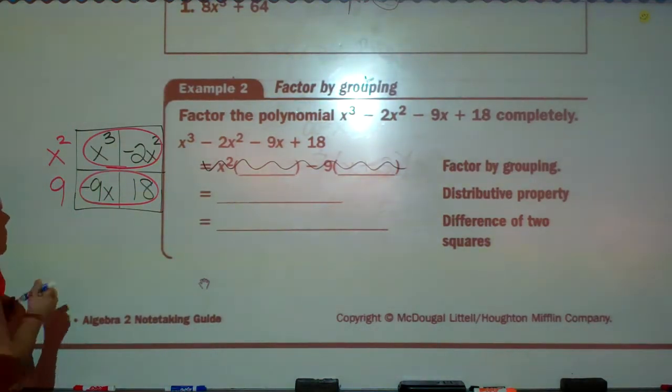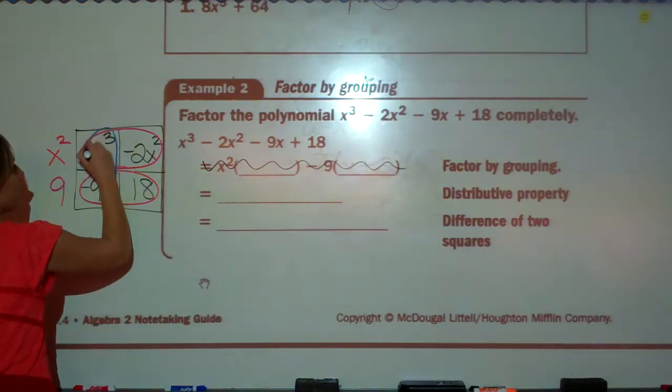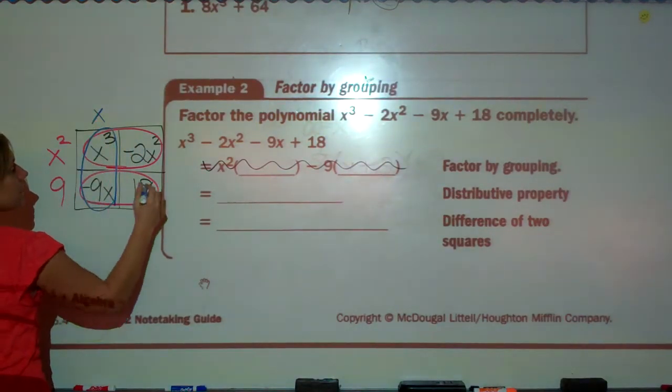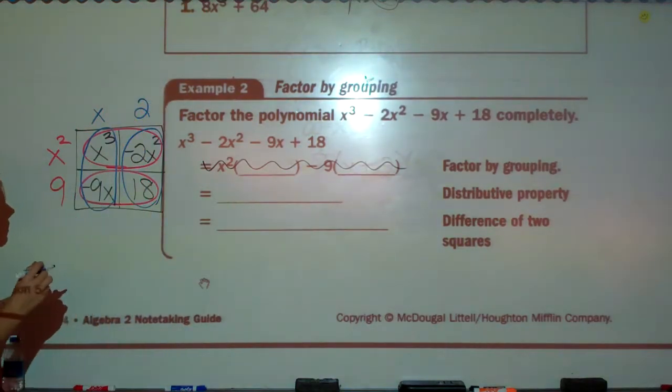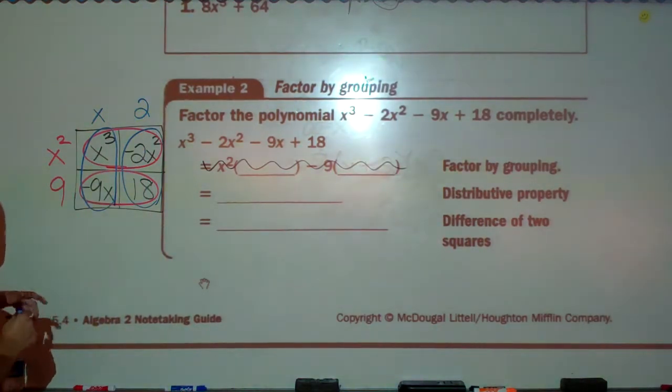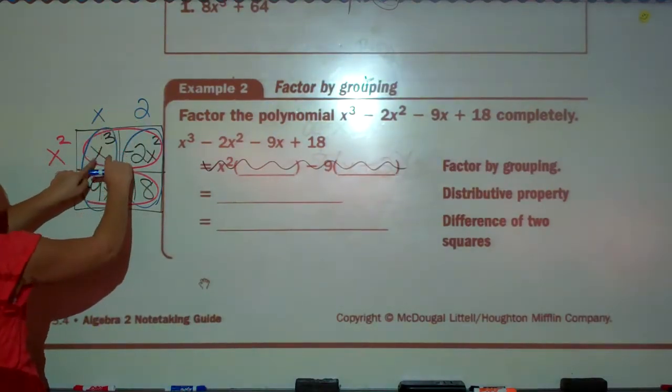Don't divide them, but do GCF. The GCF of these two is an x, and the GCF of those two is a 2, it looks like. So then I can always check myself. x squared times x is x to the third.